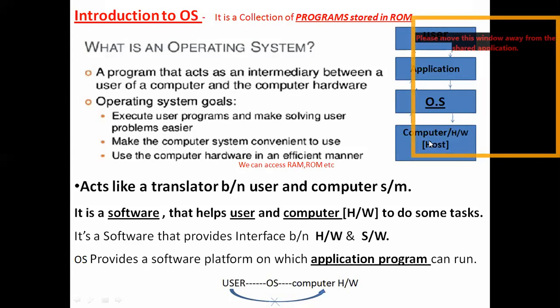To achieve the interaction between the application programs or user programs and the computer, we have the OS. This OS acts as a middleman between the application programs and the computer machine, or the hardware machine, or the host machine.